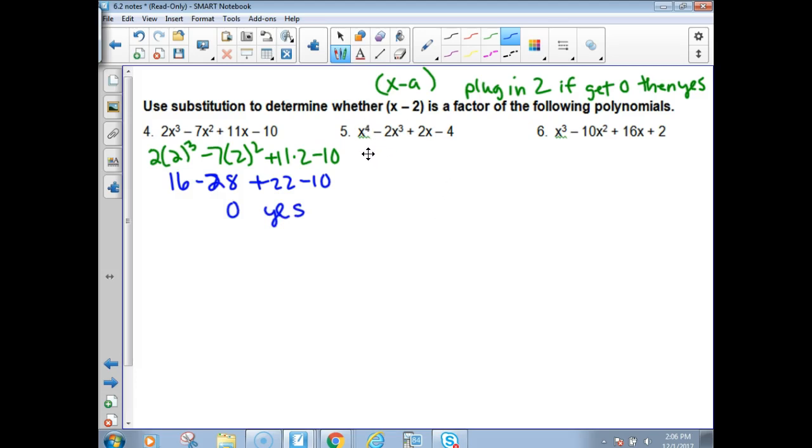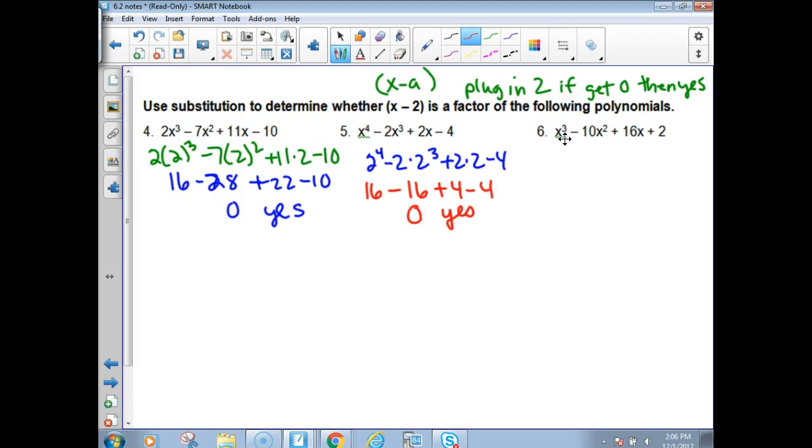Plugging in 2 for number 5, we have 2 to the fourth minus 2 times 2 to the third plus 2 times 2 minus 4. 2 to the fourth is 16, minus 2 times 2 to the third, which is 16. Then I got plus 4 minus 4. Well, those are all opposites, so we get 0. And so, yes, it is a factor.